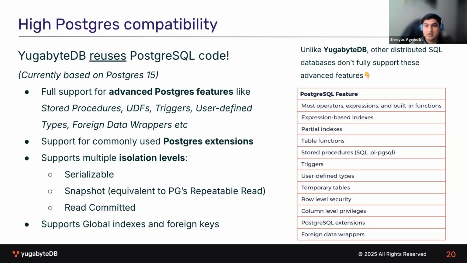And one thing that's unique about Yugabyte, and it's not true for many other distributed SQL databases, is support for global indexes and foreign keys. This allows you to use referential integrity even in multi-region situations. And this is a problem for DSQL as well as of now.